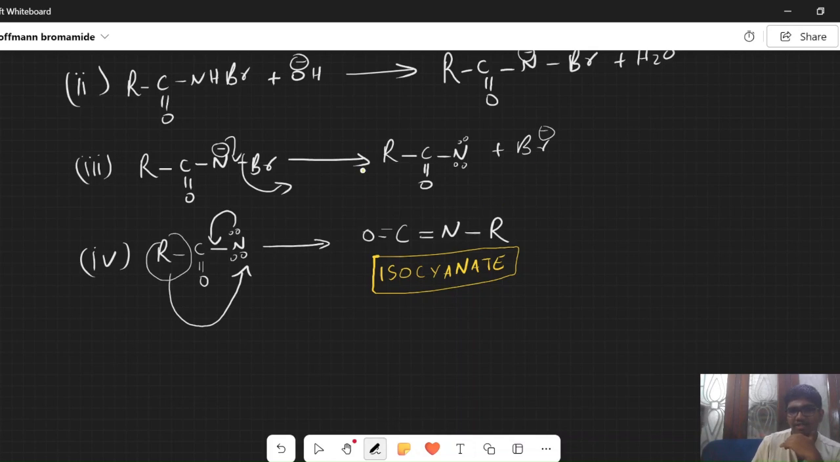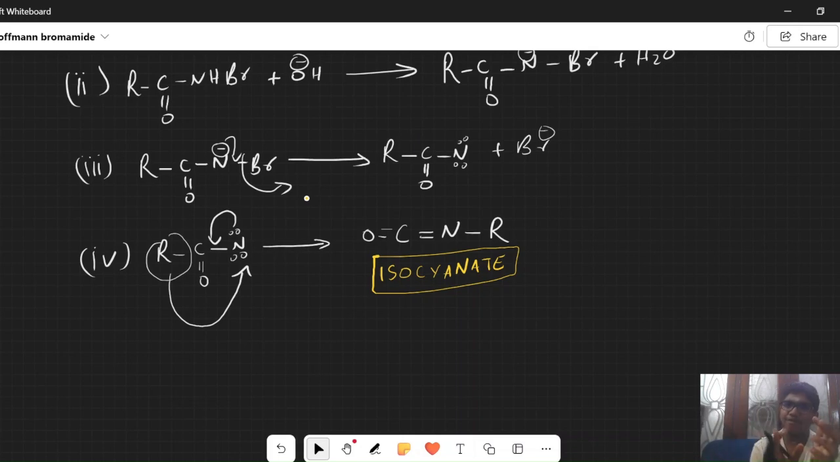Nitrene formed here is an extremely unstable species because nitrogen is electron deficient, only 1, 2, 3, 4, 5 electrons, octet is not complete. So in the third step, Br minus is leaving, RCON, not rearrangement in that sense, RCON is formed, a nitrene is formed. That is a possible contender to become the rate determining step. Whereas in the fourth step, where such a huge rearrangement is forming to form isocyanate, that is also possible that it is a rate determining step.